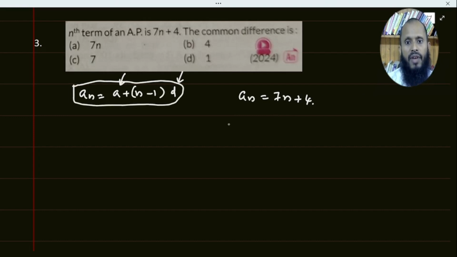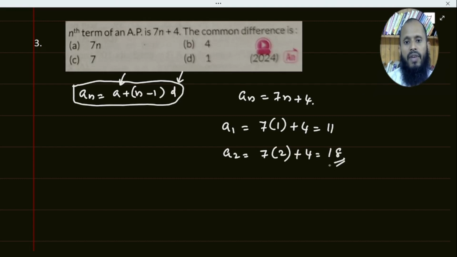Now, if I want to find A1, or the first term of this AP, I just need to substitute n equal to 1 wherever I find n. So, A1 equal to 7 into 1 plus 4, which is equal to 11. Similarly, I can find A2 equal to 7 into 2 plus 4, which is equal to 14 plus 4, which is equal to 18.